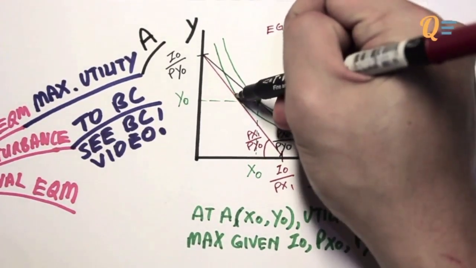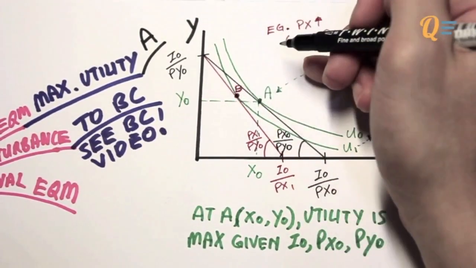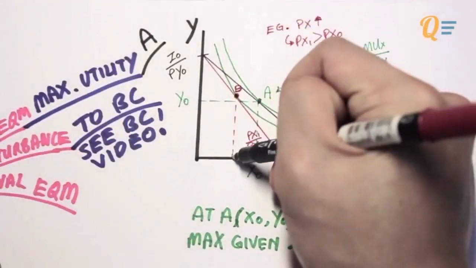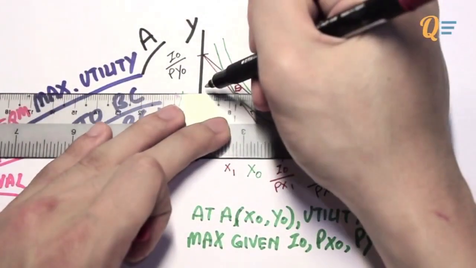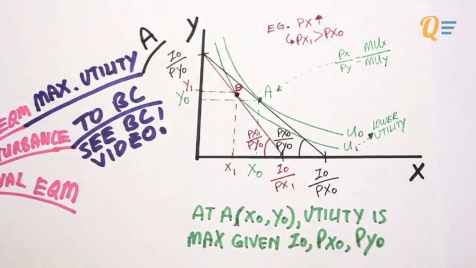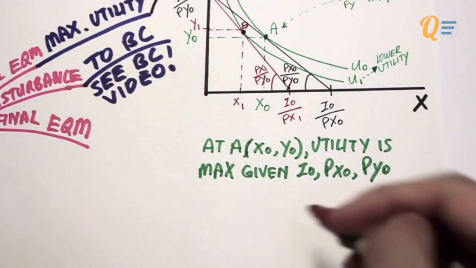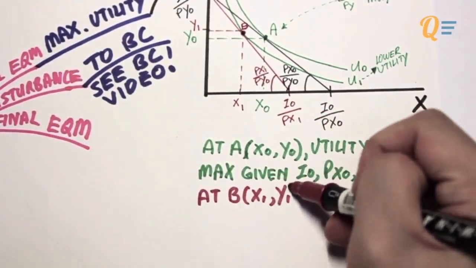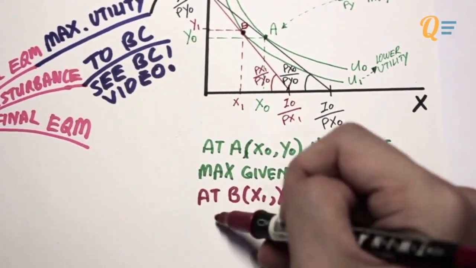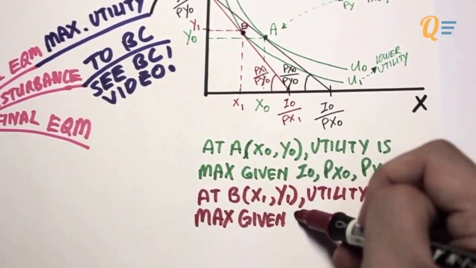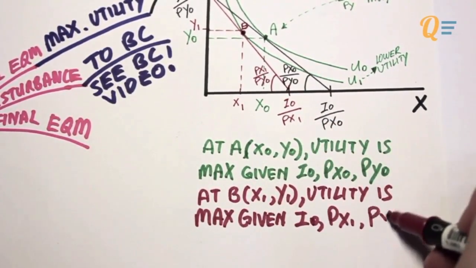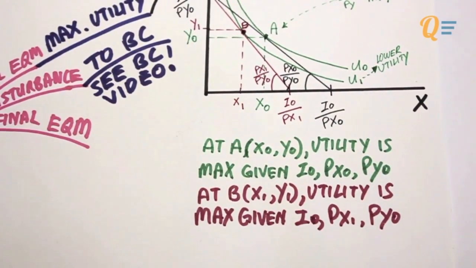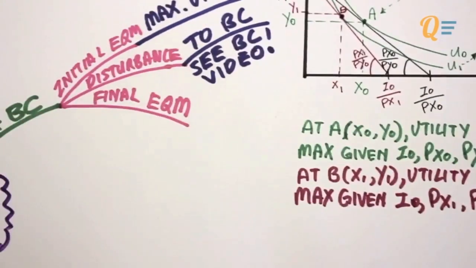And so the consumer decides on a new bundle, which is bundle B. And bundle B comprises of X1 as well as over here Y1. And again, the indifference curve has been constrained by the budget. So at point B, this individual's utility is maximized given I0, PX1 and PY0. So that is the final equilibrium, point B.